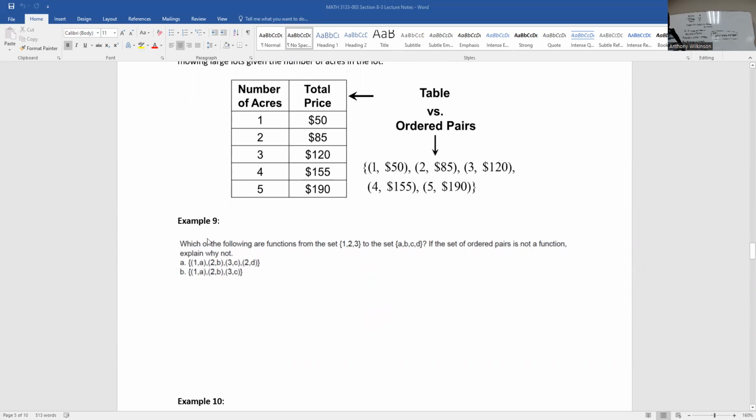So in example 9, parts A and B, we want to determine which of the following are functions from the set 1, 2, 3 to the set A, B, C, D. If the set of ordered pairs is not a function, explain why not. Okay. So in this case right here, I got 1 comma A, 2 comma B, 3 comma C, and 2 comma D. Would that represent a function?